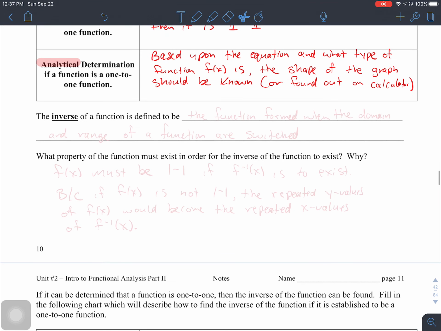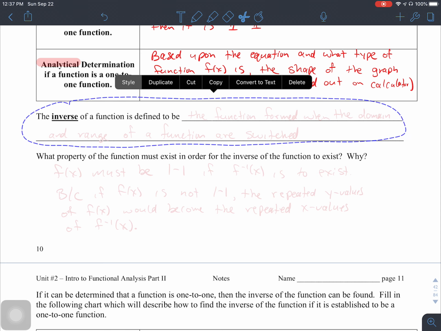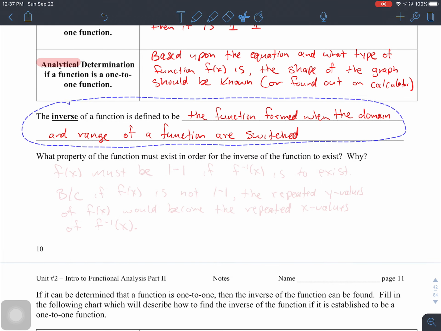The inverse of a function is defined to be the function formed when the domain and range of the function are switched. Simply put, if you want to find the inverse of a function, if it has an inverse, you interchange x and y, then you get y by itself. And if that is a function, that's the inverse. If it's not a function, then the original function has no inverse.